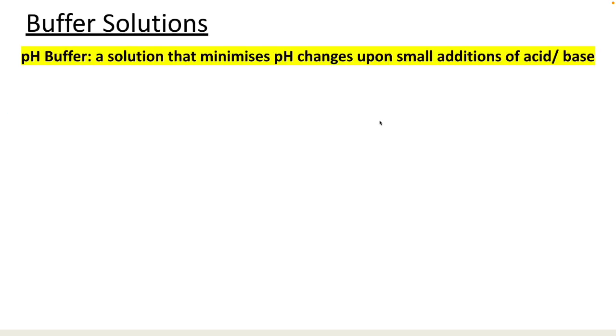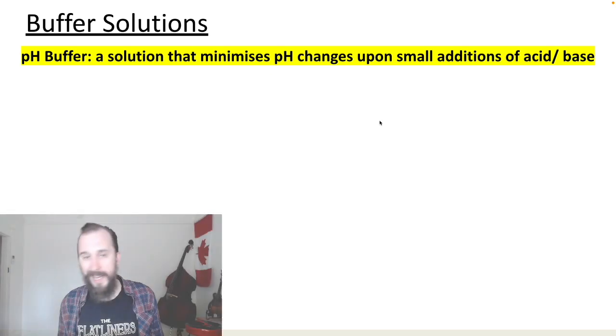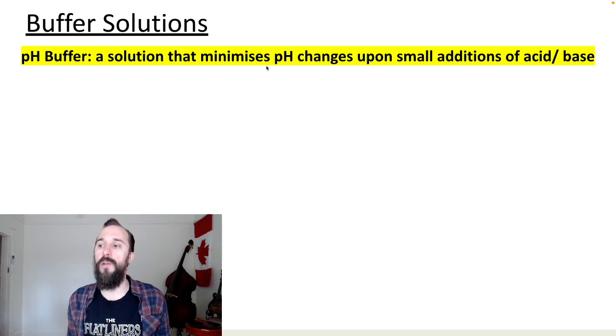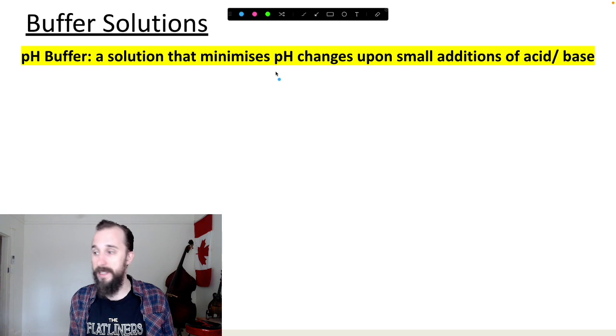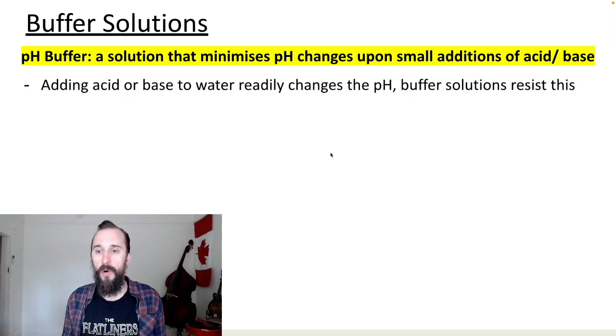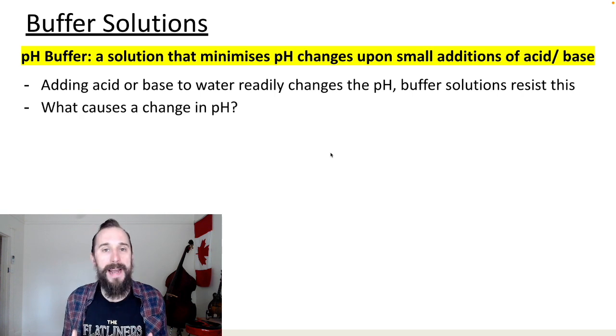So to start off straight away, let's jump into a buffer solution, as its name might suggest. We use the word buffer in our everyday vocabulary to describe similar things. A pH buffer is a solution that minimizes changes in pH upon small additions of an acid or a base. So adding an acid or base to water will readily change the pH. Let's talk about why this is.